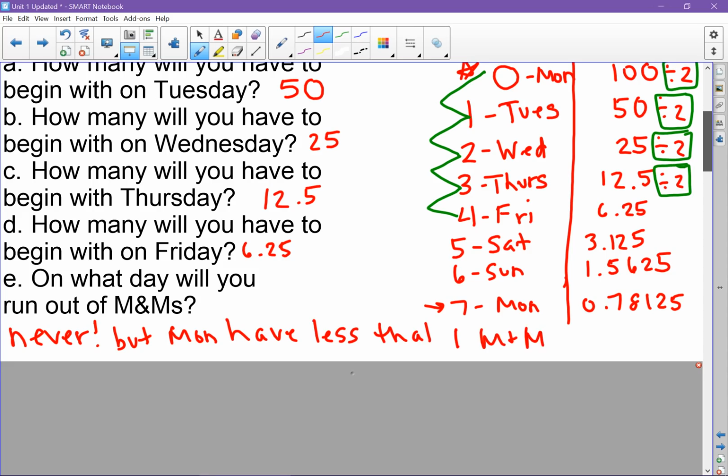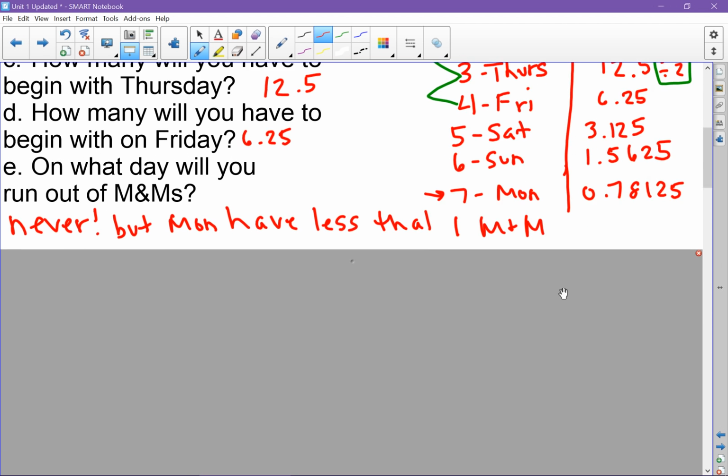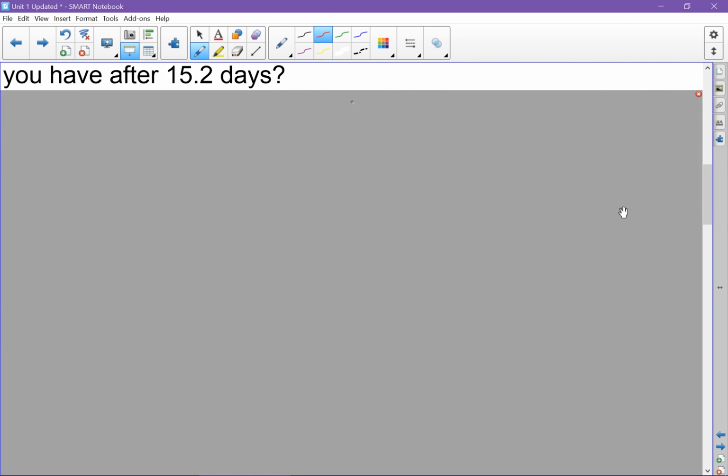And so if it was me, I would just eat that M&M and be done with my experiment. If you wanted to, you could keep going, and you could just have tinier and tinier pieces of M&Ms, and if that's delicious for you, you go right ahead, okay? So that T-chart is the process that we're going to follow for all of these half-life questions, okay?